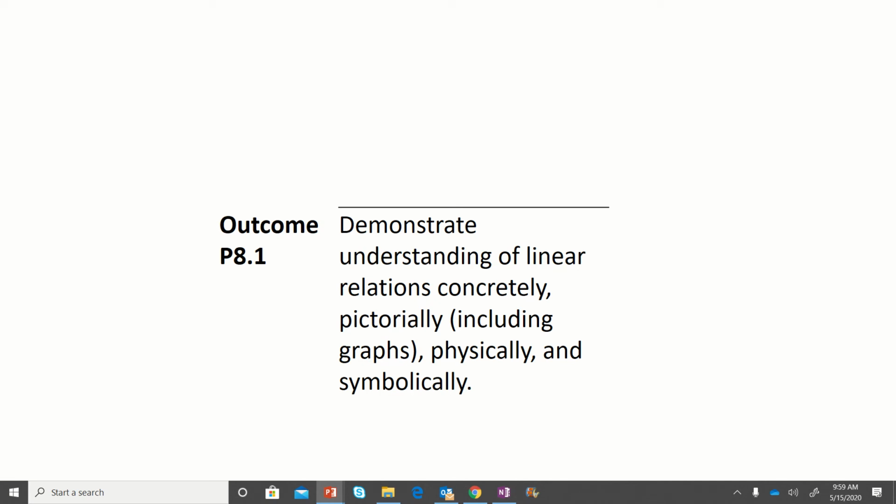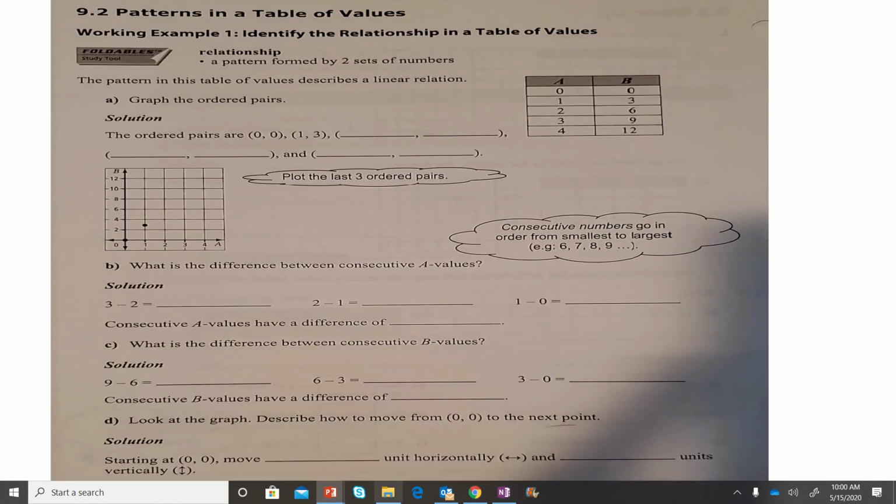We're going to be doing linear relations again, 2 lessons here. They're a bit longer, so please pay attention. We're working on the outcome patterns, 8.1. Demonstrate understanding of linear relations concretely, pictorially, including graphs, physically, and symbolic.